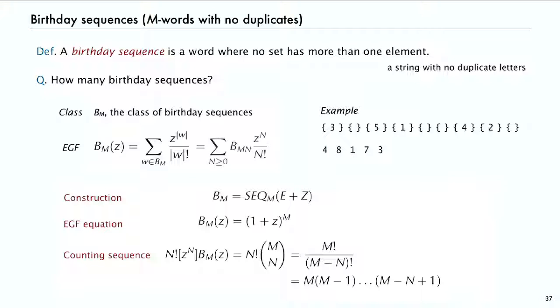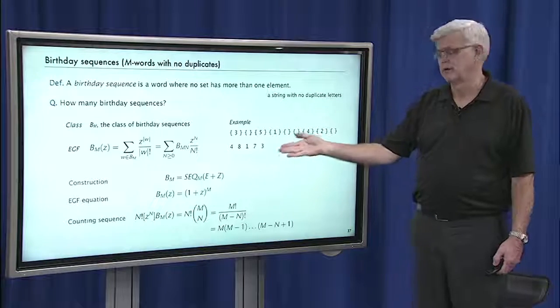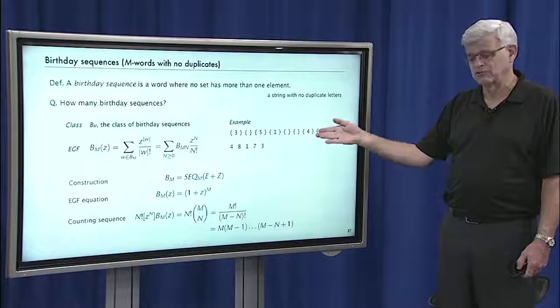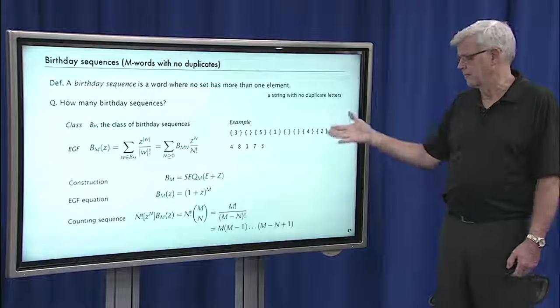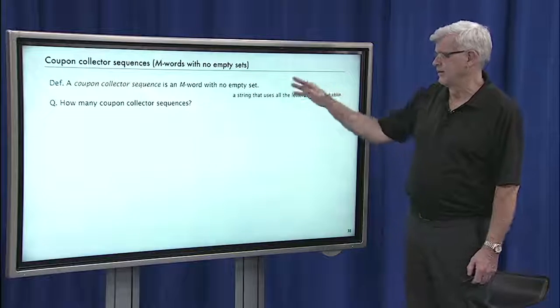And then if you want to get the probability that a random word is a birthday sequence, divide that by m to the n and so forth. So that's, again, just a simple example of modifying the basic construction to be able to quickly get a generating function for such sequences.